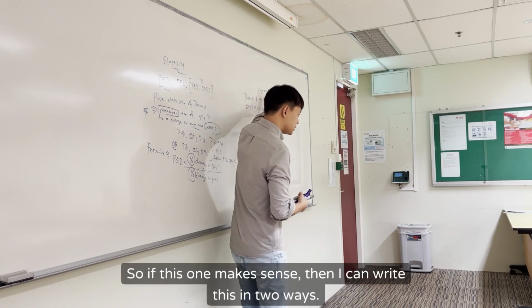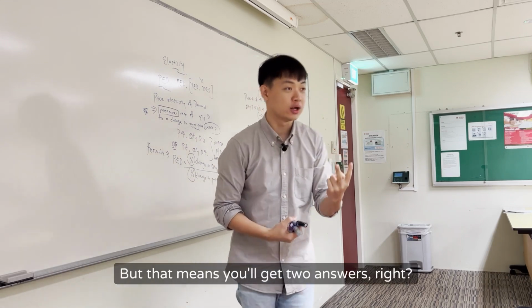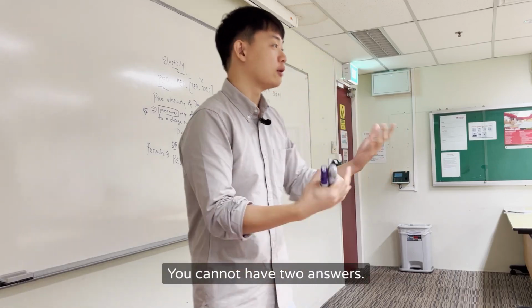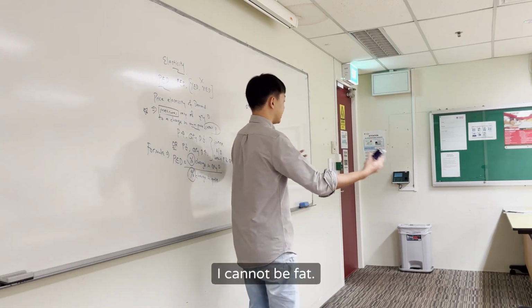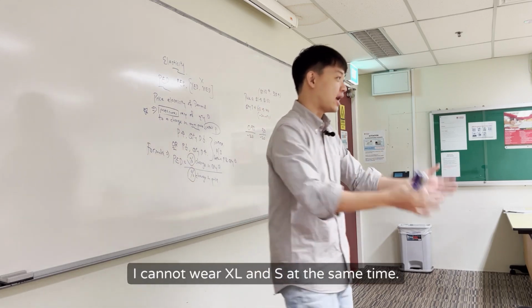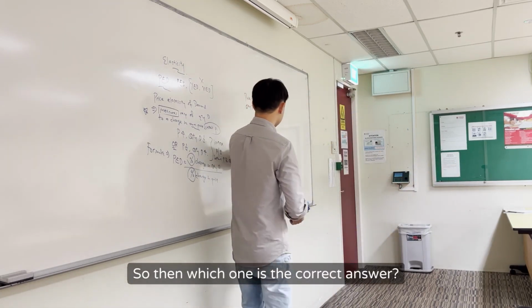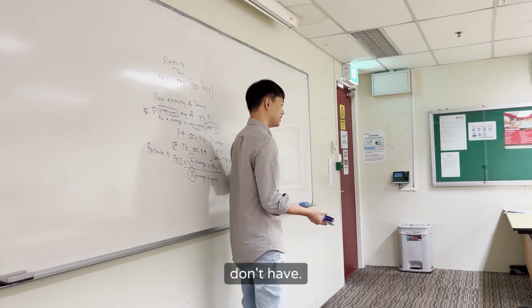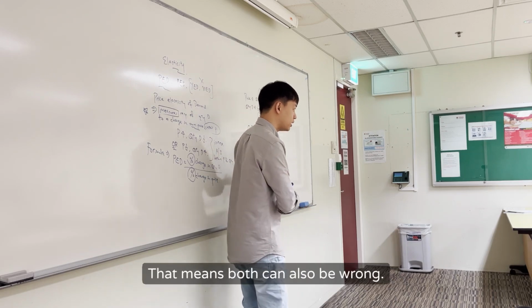So if this one makes sense, then I can write this in two ways. But that means you'll get two answers, right? You cannot have two answers. I cannot be fat. I cannot wear XL and S at the same time, right? It's either one. So then which one is the correct answer? Very confused, because both are correct, right? That means both can also be wrong. So then what to do?